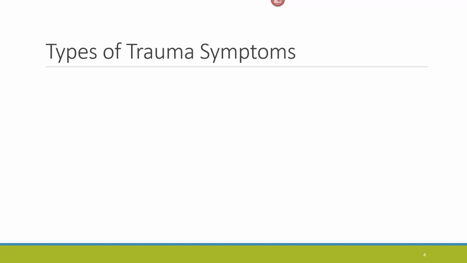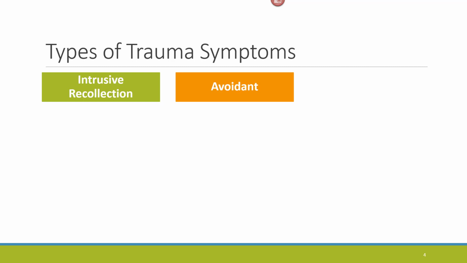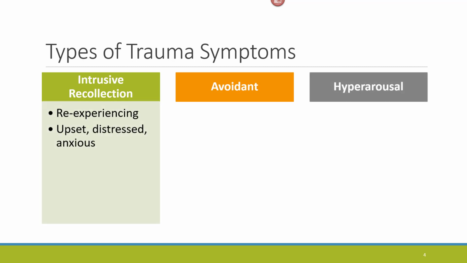People who experience trauma can react in a wide range of ways. These symptoms can be placed into three categories: intrusive recollection symptoms, avoidant or numbing symptoms, and hyperarousal. Intrusive recollection symptoms include persistently experiencing the event in thoughts, images, recollections, daydreams, and/or nightmares. This also includes feeling distressed or anxious in the presence of reminders of the traumatic event.